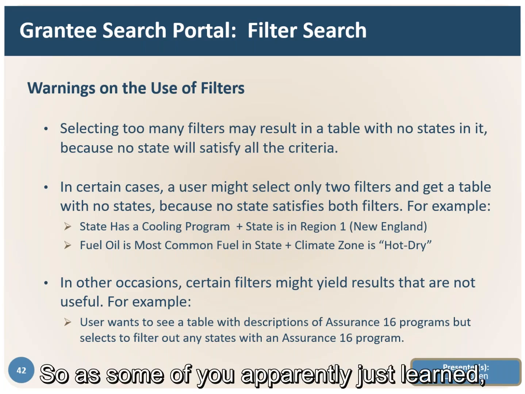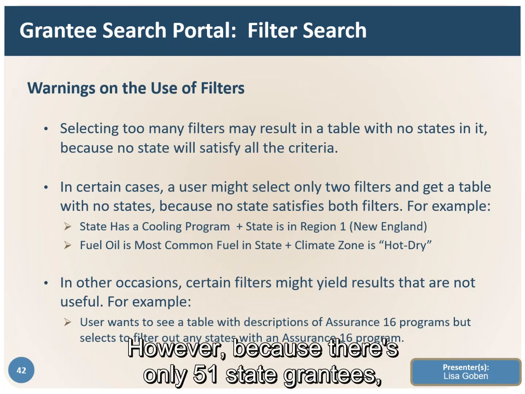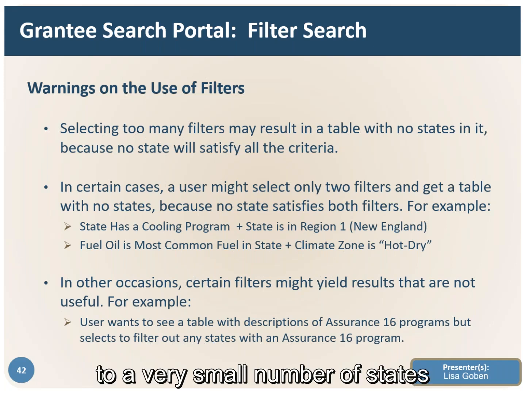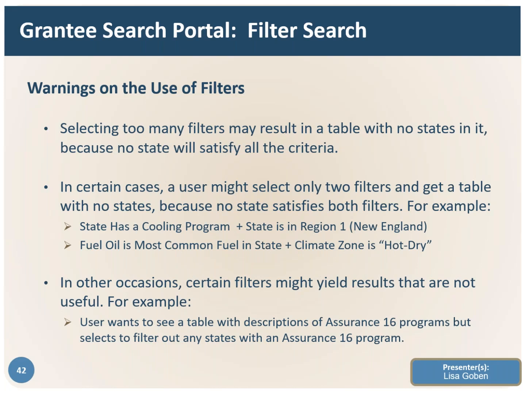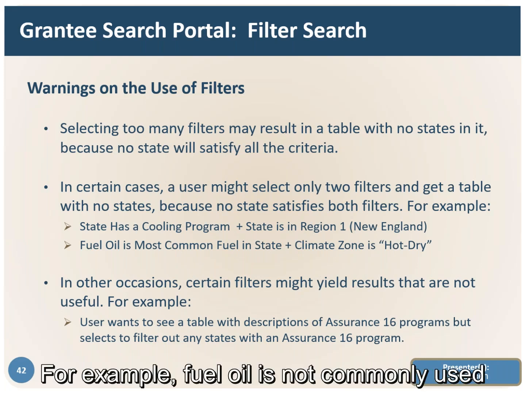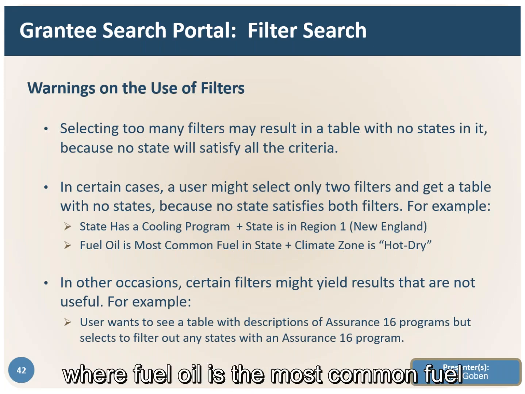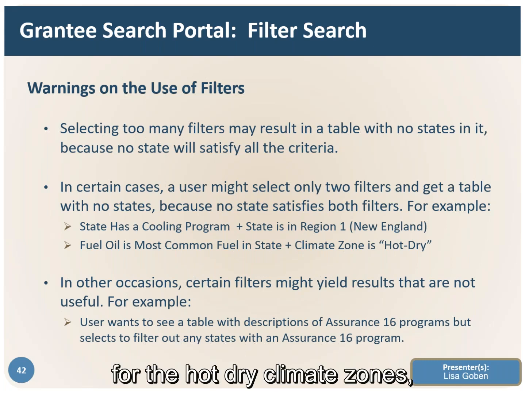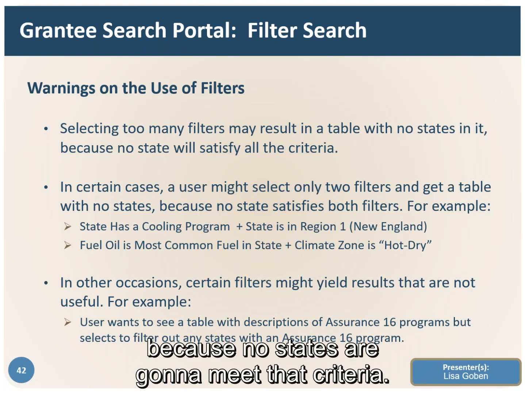Okay, so as some of you apparently just learned, filtering your search results can be incredibly helpful. However, because there's only 51 state grantees, applying too many filters may limit your results to a very small number of states or even no states as results. For example, fuel oil is not commonly used in the hot, dry climate zone. So if you're applying a filter to states where fuel oil is the most common fuel and apply another filter to only keep results for the hot, dry climate zone, your table will likely have no results because no states are going to meet that criteria.